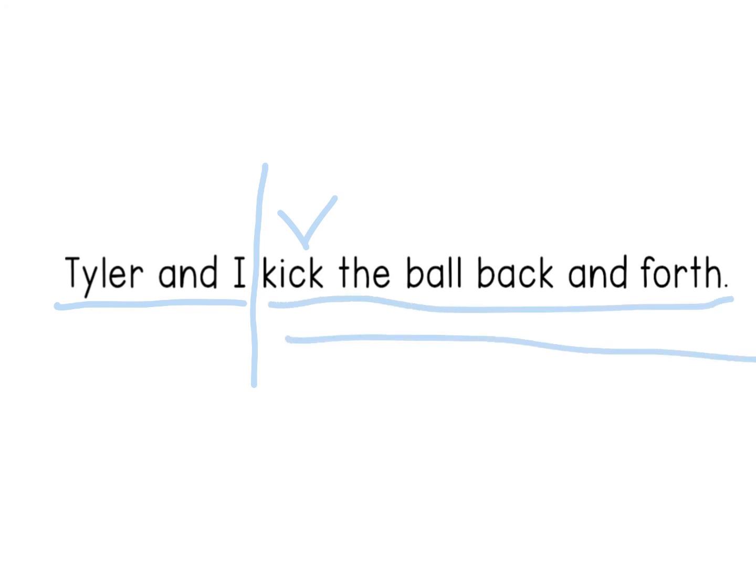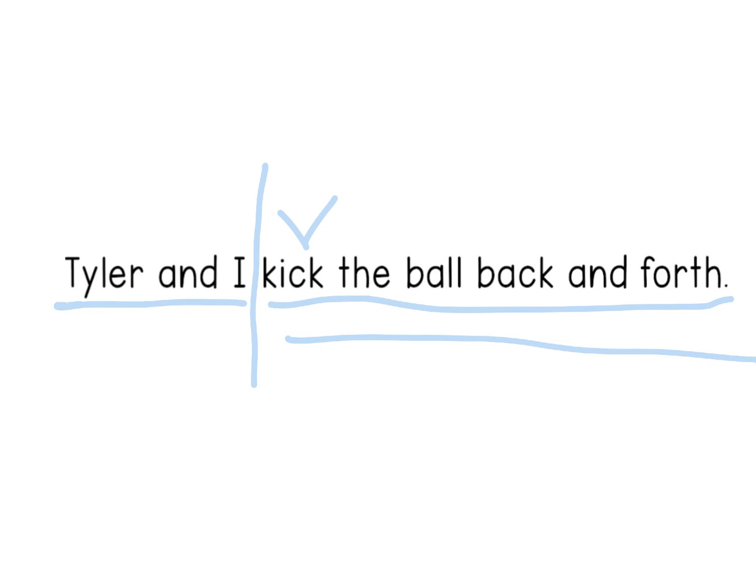Let's do another one. Tyler and I kick the ball back and forth. Let's find the verb. Kick, very good. And we could karate chop it right before the verb. Everything before gets 1 line because that's our complete subject, the who or what of the sentence. So the who and what of the sentence are Tyler and I, the subject. Complete predicate starts with the first verb till the end punctuation mark. It starts with the verb and it tells us what the subjects do or did. Kick the ball back and forth. Very good, that's our complete predicate.